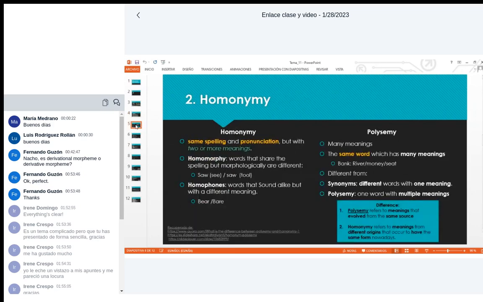Right. So, what is homonymy, and what is the difference between the homonymy concept and the polysemy concept? Homonymy refers to words that have the same spelling and the same pronunciation, but two or more meanings. Homonymy refers to words that share the spelling, but morphologically are different. This is something different to polysemy, because homonymy is just referring to the word as it's pronounced.